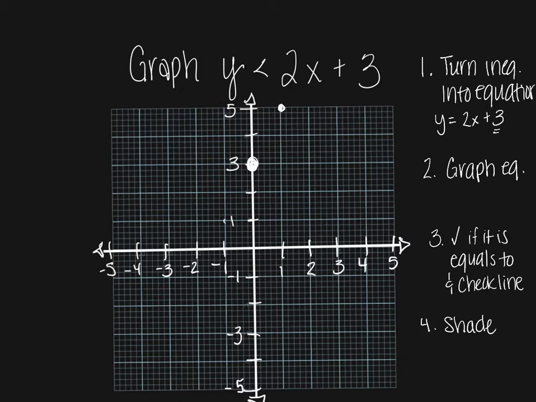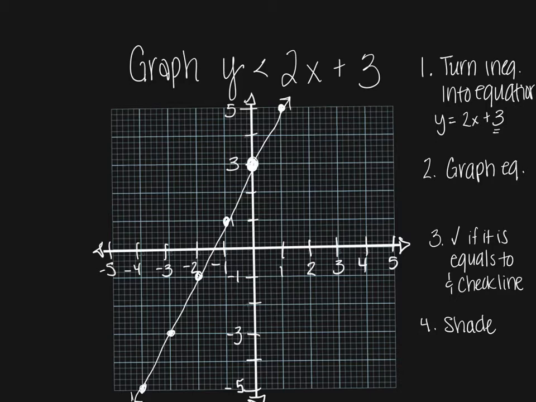and down 2 and over 1. And I'm going to go all the way to the end of my graph here. So this should be my line. All right, I've graphed my line. The next thing I want to do is check to see if my line is equal to or not.